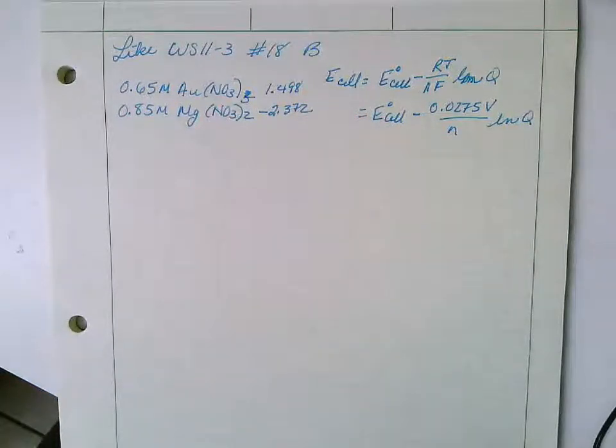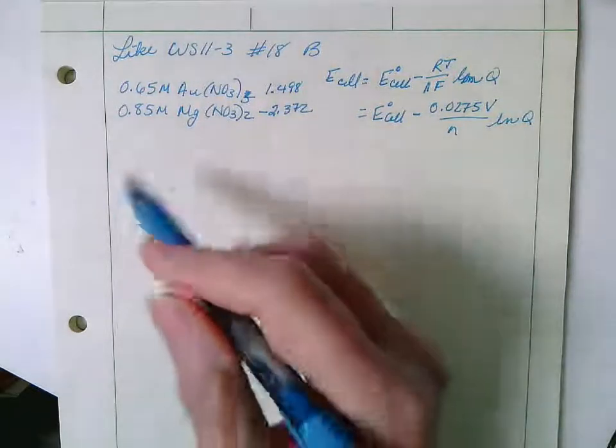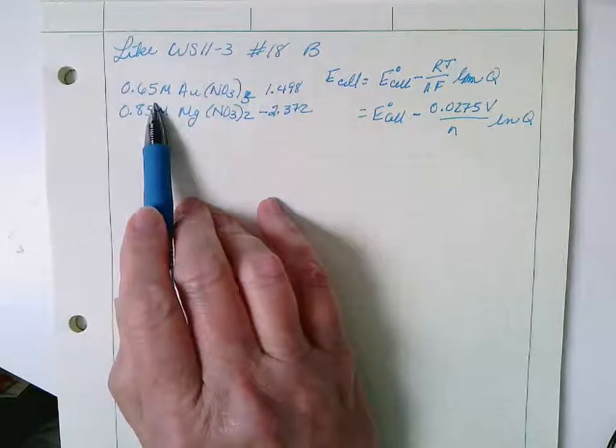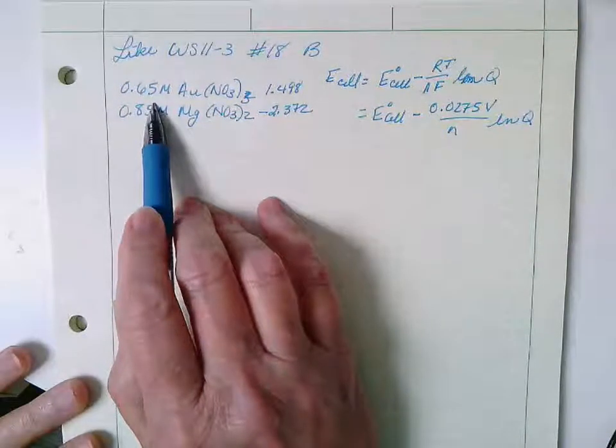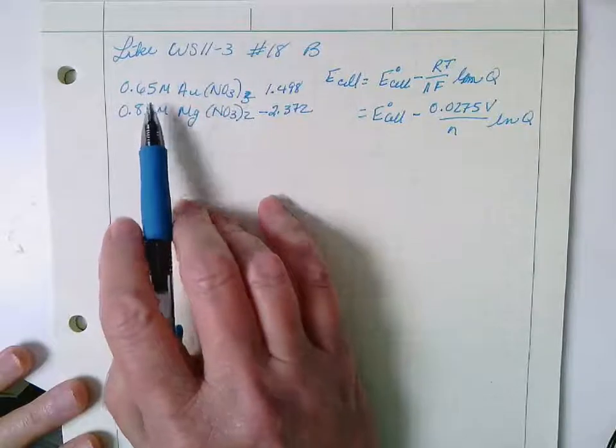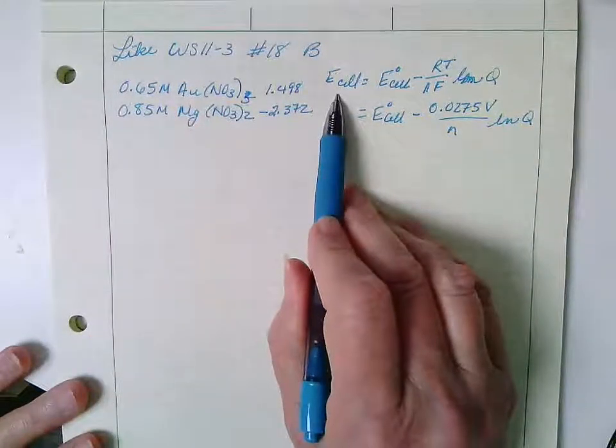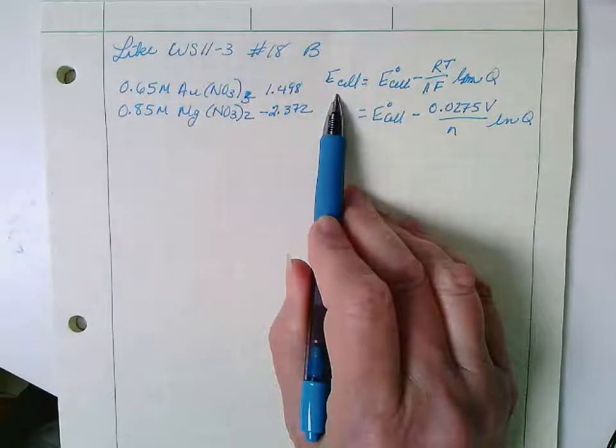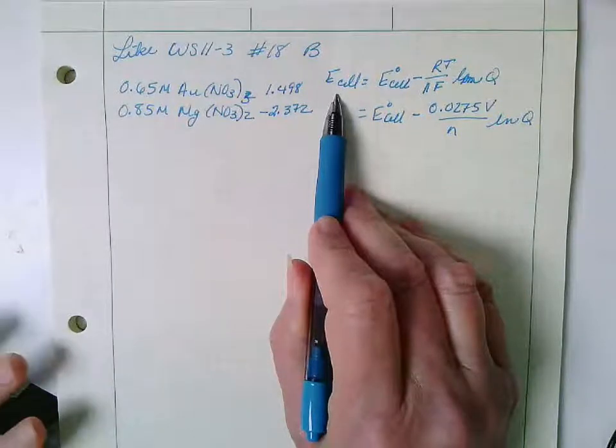So let's talk about worksheet 11-3, number 18, and I picked a problem like part B of 18. And so I have a cell that's not at 1 molar, so I'm going to have to use the Nernst equation. And it's asking me to find out the cell potential at this non-standard condition.